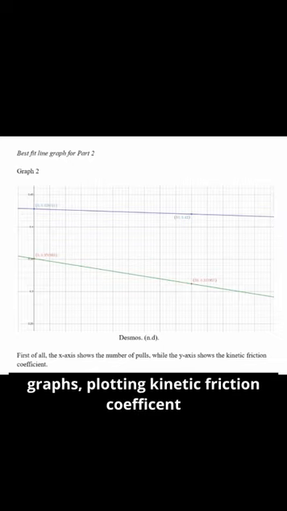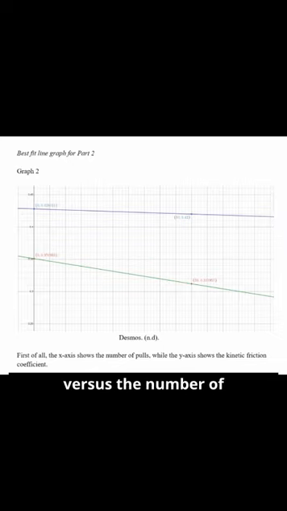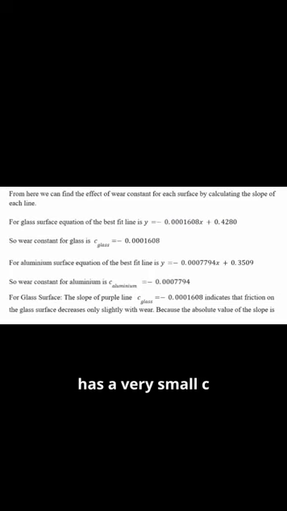Next, I created wear graphs plotting mu k versus the number of pulls at room temperature. The slopes of these lines represent the wear coefficient C. The results were that glass has a very small C value, meaning wear has almost no effect. Aluminium has a C value about 5 times larger, meaning wear significantly reduces mu k.